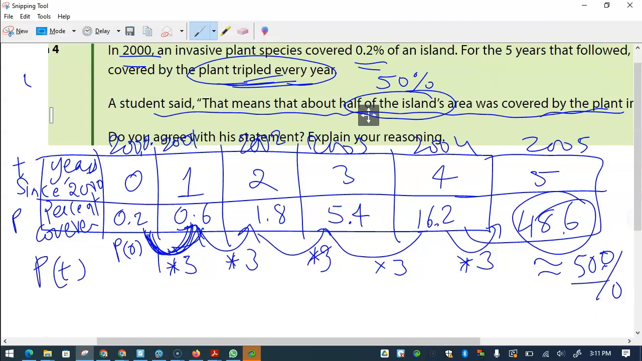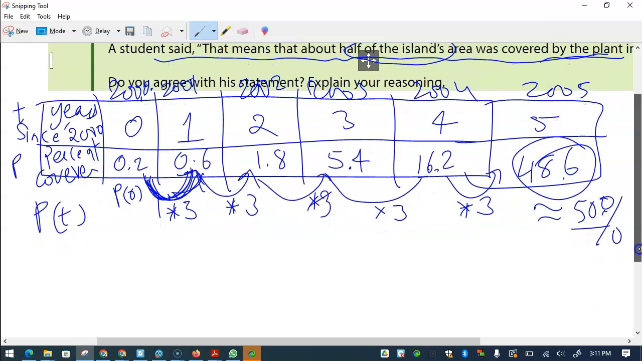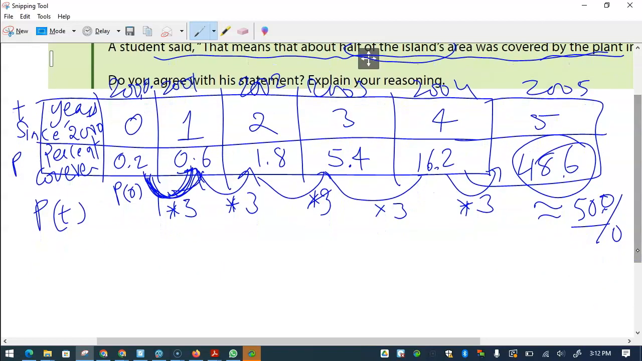But at the same time, I like to go beyond this and see what is the meaning of that.